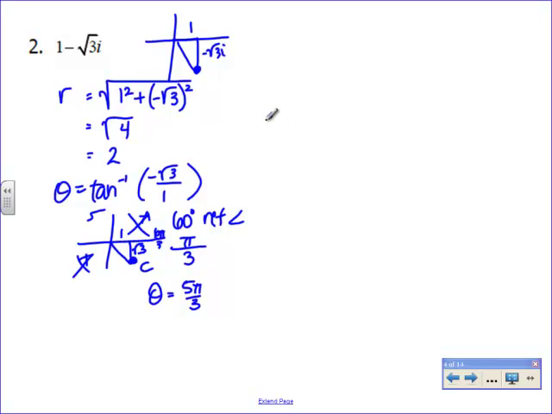Now we write our standard form, 1 minus square root of 3i, as trig form with r times cosine of theta plus i sine of theta.